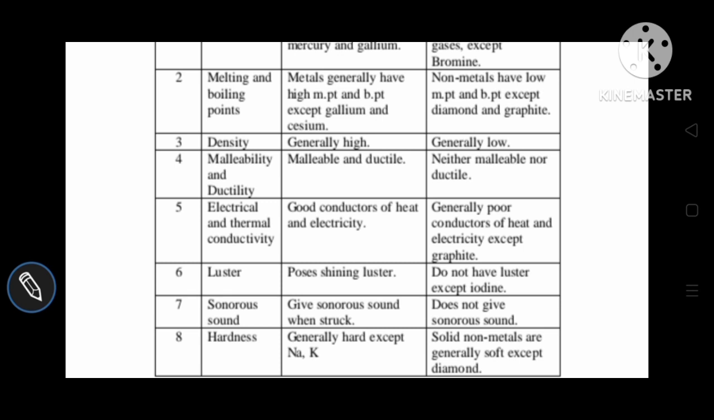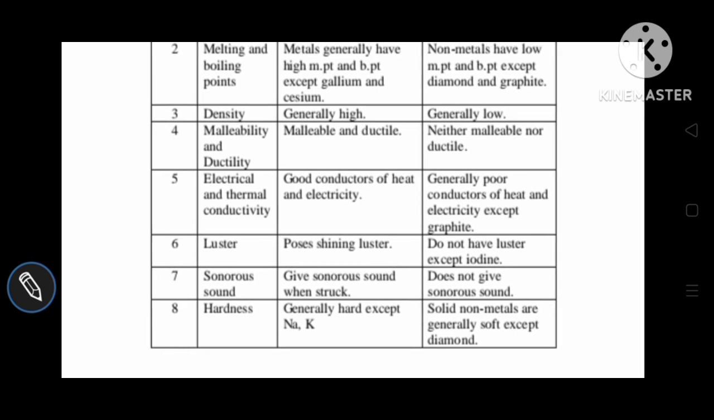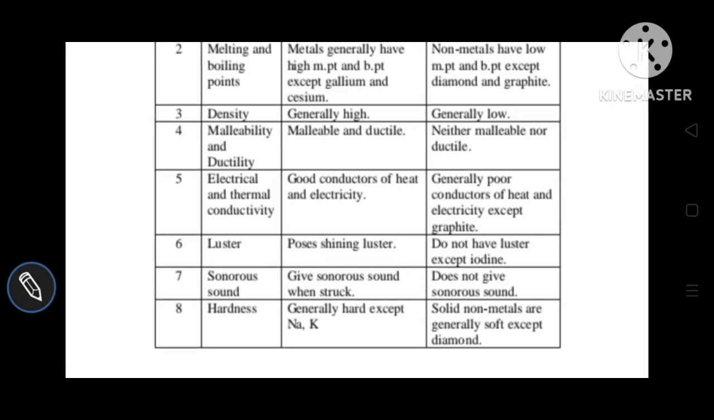Electrical conductivity and thermal conductivity. Metals are good conductors of heat and electricity, while non-metals are poor conductors of heat and electricity, except graphite. Next property is luster. Luster means shiny surface. Metals have a shiny luster surface, while non-metals do not have a shiny surface, except iodine.